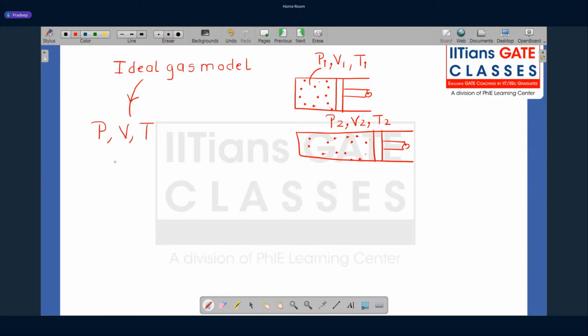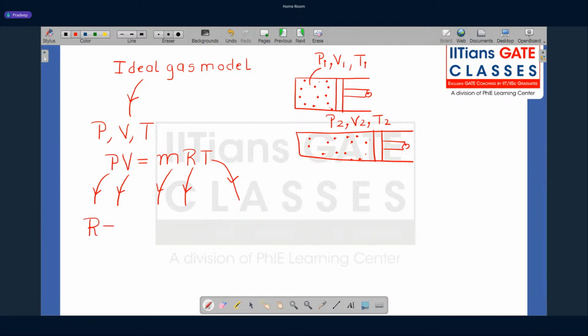So what is the ideal gas equation? The ideal gas equation is PV equal to mRT. What is P? P is the pressure of the gas. In thermodynamics, the pressure we talk about is always the absolute pressure. V is the volume of the gas, m is the mass of the gas, R is the characteristic gas constant that is specific to the gas, and T is the thermodynamic temperature of the gas, which is also specified in Kelvin.